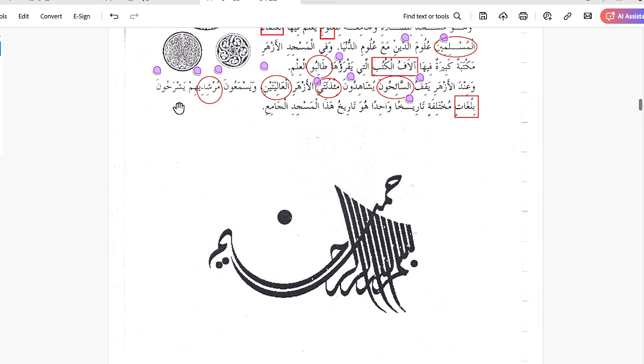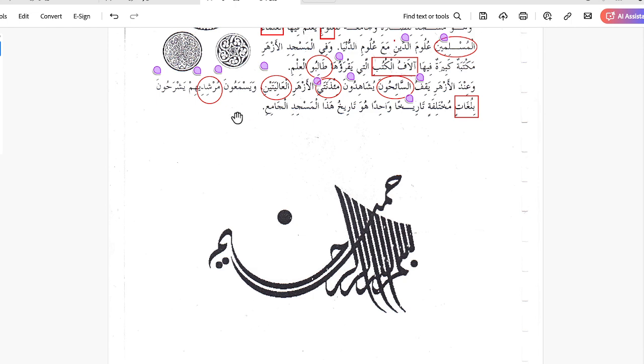وَيَسْمَعُونَ مُرْشِدِيهِمْ يَشْرَحُونَ بِلُغَاتٍ مُخْتَلِفَةٍ تَرِيخًا وَاحِدًا هُوَ تَرِيخُ هَذَا الْمَسْجِدِ الْجَامِعِ. And they listen to their guides explaining in different languages one single history, which is the history of this Jami mosque. In other words, there are guides explaining in different languages to the tourists the same history, the one history, which is the history of this mosque.